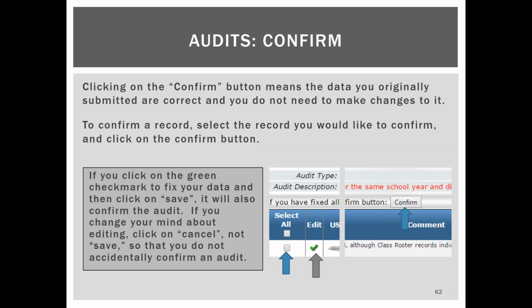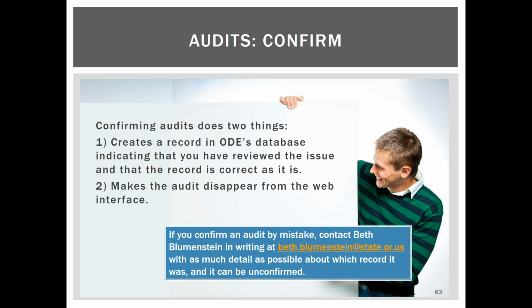If you click on the confirm button accidentally and you didn't mean to, you can email me. You can also email Robin Stalcup. She's the one who does our class roster audits, and we can figure out how to get that audit displayed for you again. Another thing confirming does is it makes that audit record disappear from your web interface, so you're not going to see it anymore. Don't simply click confirm because you don't want to see your audits anymore. Only click confirm if the information is correct or you've already corrected it elsewhere, and so that's why you don't want to see it.